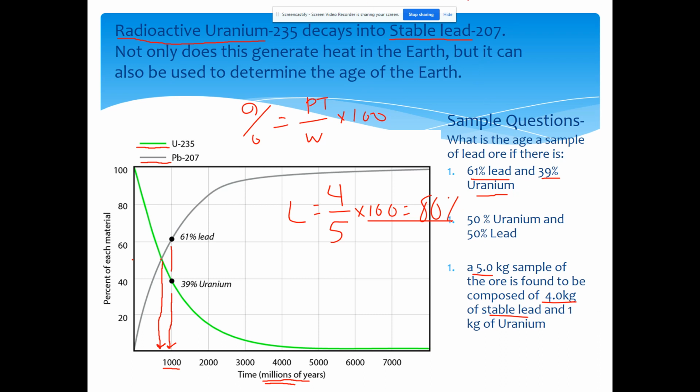And you'll see that they are going to fall at the same spot in the graph. There's 80% lead, here is 20% uranium, and you can see they fall right about there, which is somewhere around 1,800 million years.